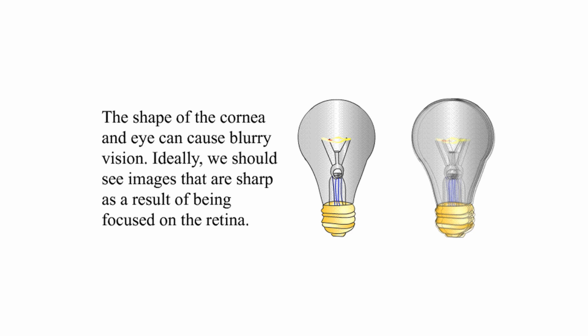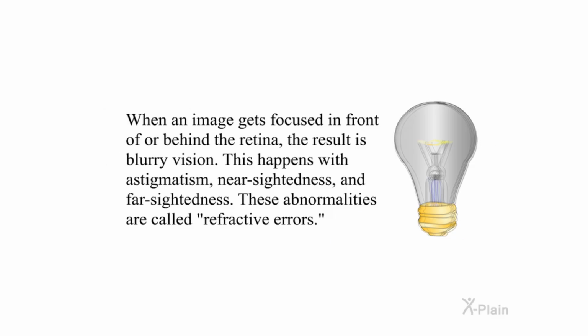Refractive errors. The shape of the cornea and eye can cause blurry vision. Ideally, we should see images that are sharp as a result of being focused on the retina. When an image gets focused in front of or behind the retina, the result is blurry vision. This happens with astigmatism, nearsightedness, and farsightedness. These abnormalities are called refractive errors.